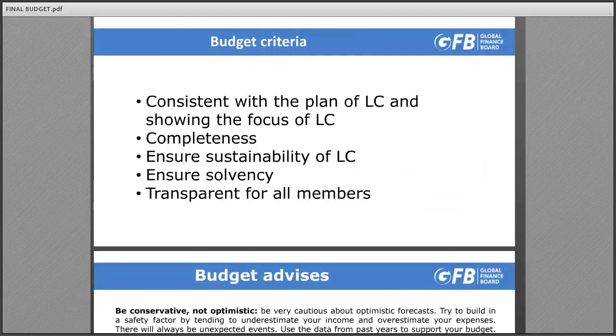I would like to continue with the 5 points that are the budget criteria. It must be consistent with the plan of the ELSI and show the focus of the ELSI or entity. It must be complete. It must ensure sustainability of the ELSI or the entity and solvency, and must be transparent for all members.